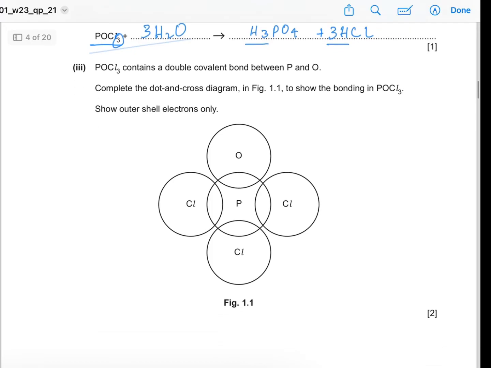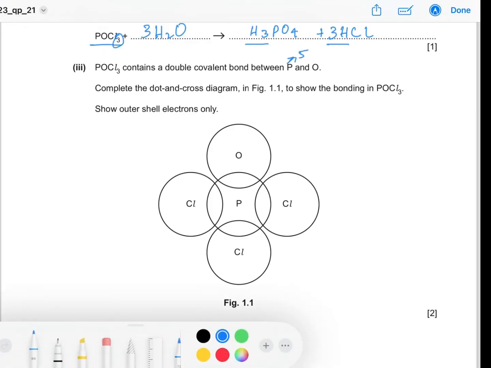Part 3, phosphoryl chloride contains a double covalent bond between phosphorus and oxygen. Okay, so phosphorus is in group 5, so it has 5 electrons in the outermost shell. Oxygen is in group 6, so it has 6 electrons in the outermost shell. The double covalent bond between phosphorus and oxygen means that both of them will contribute 2 electrons to the bond overlap.